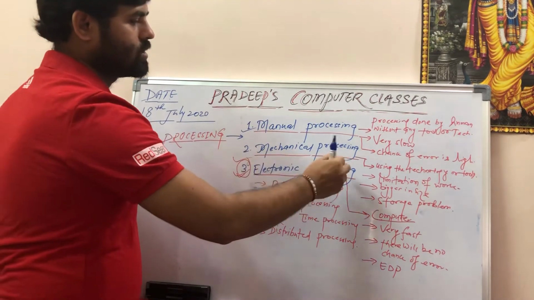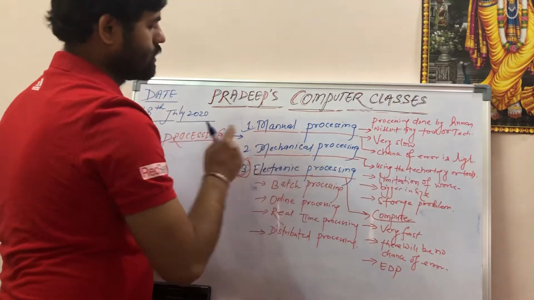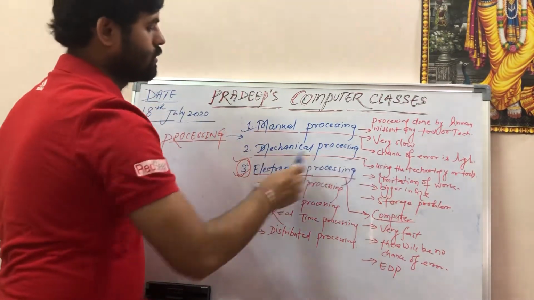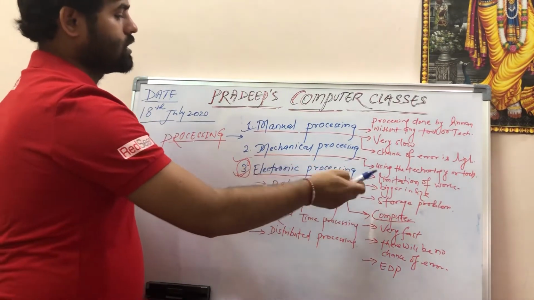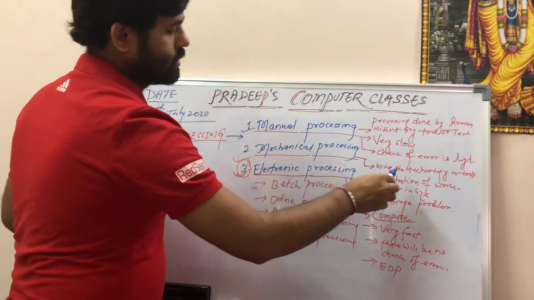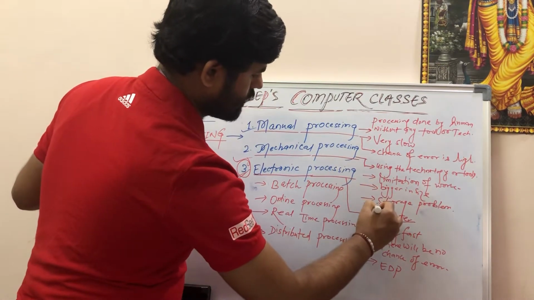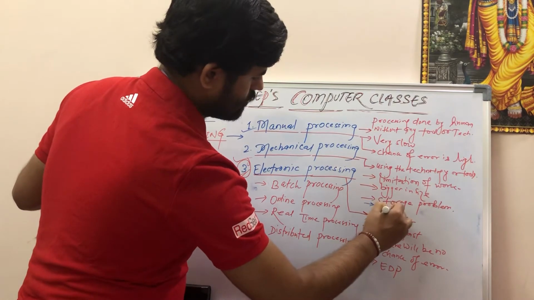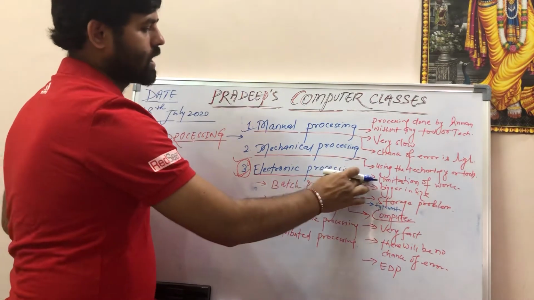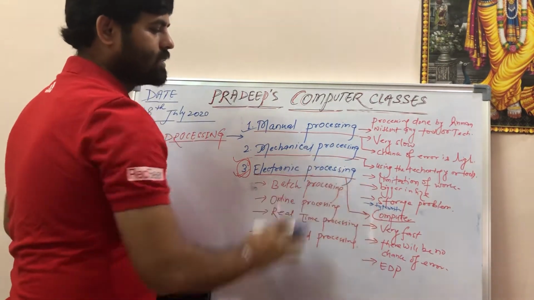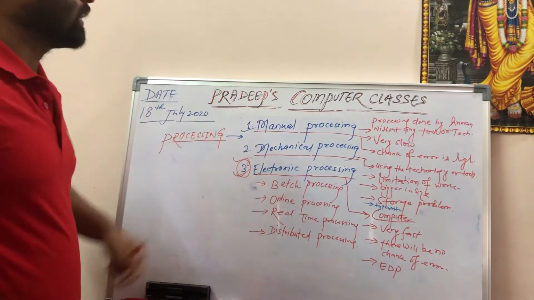Second is mechanical processing. You can see here I have mentioned using technology or tools. That means in mechanical processing, you are using tools or technology. The second point is the limitation of work. You have a limitation in the processing technique, and you can write the example as typewriter. Third is bigger in size. Fourth is a storage problem, and fifth, typewriter is the example of mechanical processing.